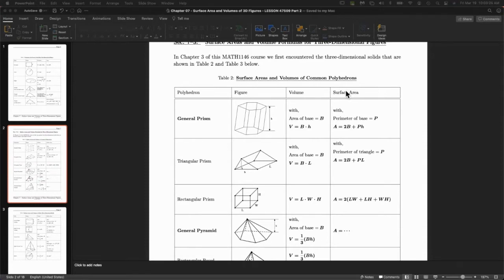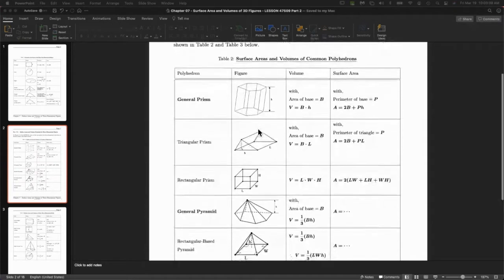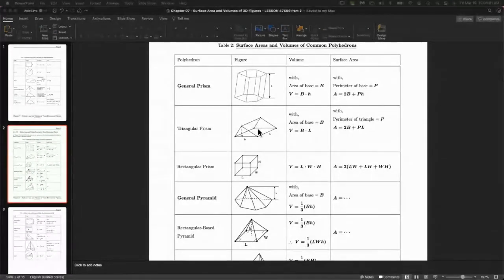Those are three-dimensional solids composed of edges, faces, and vertices. And these faces are flat. So that's very important. These are various examples of polyhedra. We have a general prism, and within that category you can have things like a triangular prism, a rectangular prism, most common in construction.